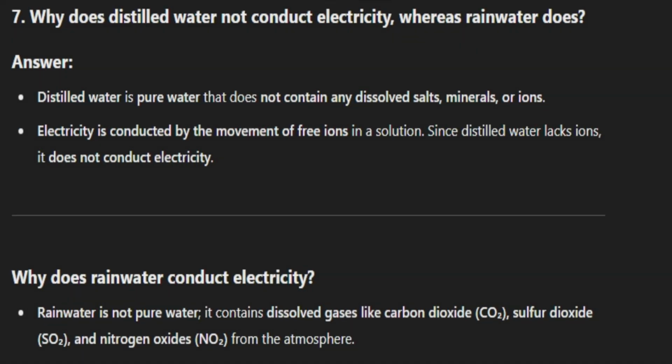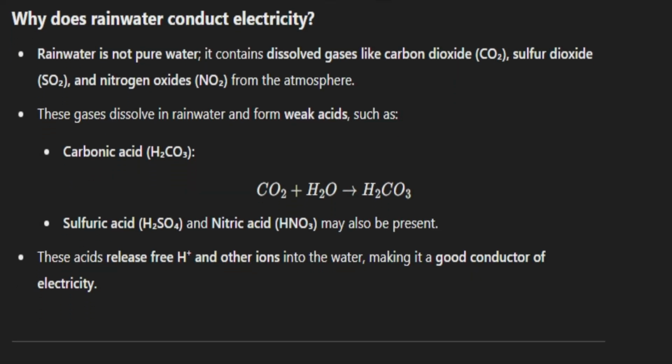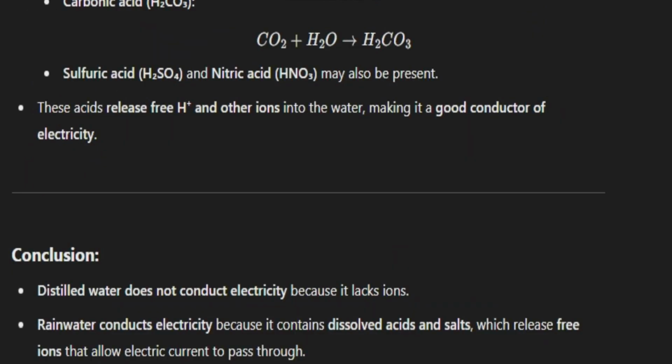Why does rainwater conduct electricity? Rainwater is not pure water, it contains dissolved gases like carbon dioxide CO2, sulfur dioxide SO2, and nitrogen oxides NOx from the atmosphere. These gases dissolve in rainwater and form weak acids, such as carbonic acid H2CO3, CO2 plus H2O gives H2CO3. Sulfuric acid H2SO4 and nitric acid HNO3 may also be present. These acids release free H+ and other ions into the water, making it a good conductor of electricity.